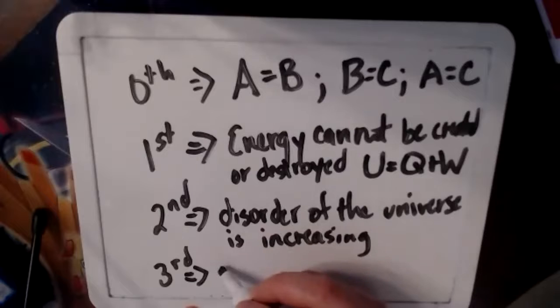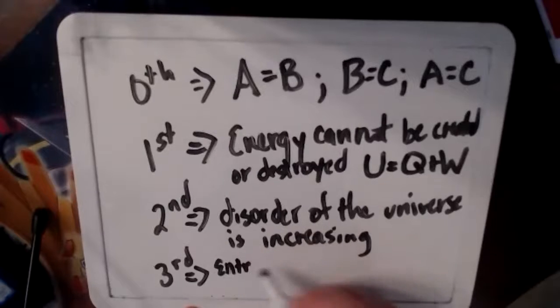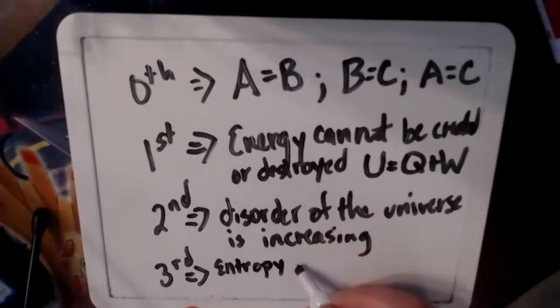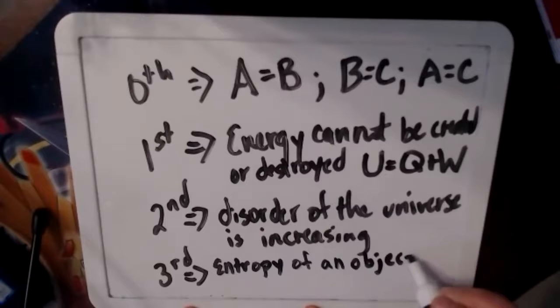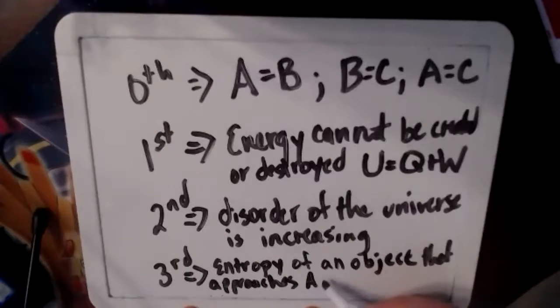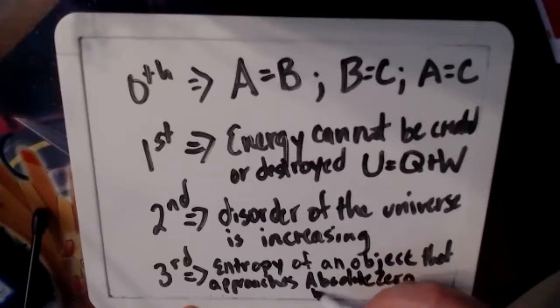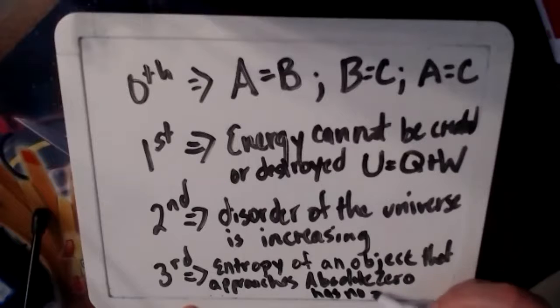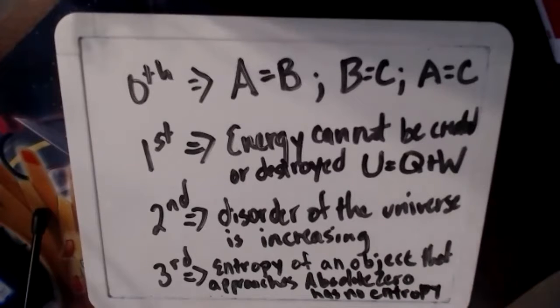And the third law says the entropy, let's think about it. I've got to go back to my chemistry days. Entropy of an object that approaches absolute zero has a zero entropy. Meaning that at absolute zero, all motion of all molecules stops. So it doesn't have any disorder. It's all exactly where it's supposed to be. It's a very clean, neat space.